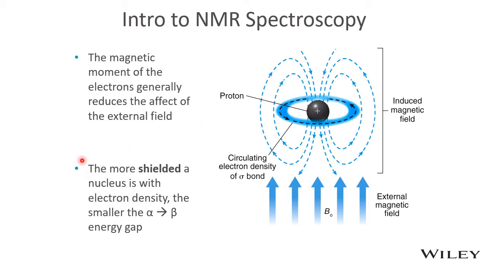So in general, the more shielded a nucleus is with electron density, the smaller the alpha-beta energy gap. What that means is there's going to be a very small gap and a lot less energy required to have the proton flip between the alpha and beta spin state. So less energy is required, and we get a smaller delta E. Now, ultimately, what we will learn is a smaller delta E leads to a lower chemical shift.